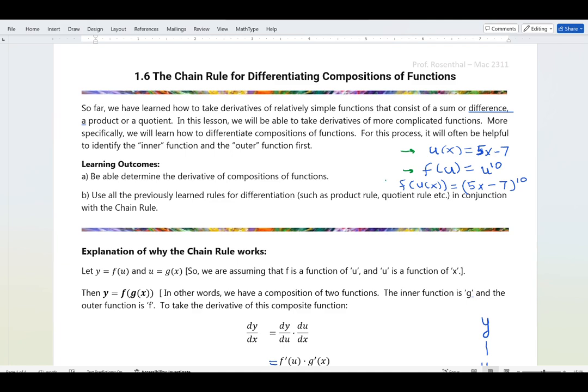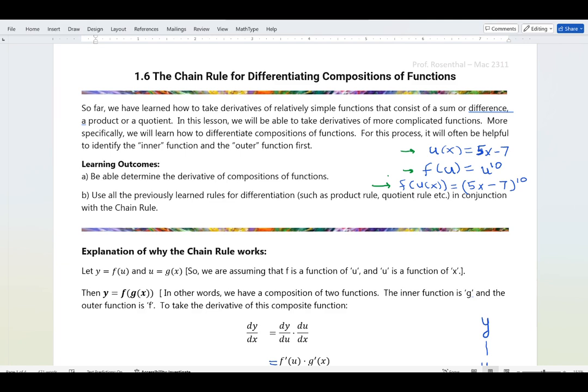Now, what if I put those two together and create a more complicated function, a composition of those two functions, something like f of u of x. So f in terms of x, something like (5x minus 7) to the power of 10. Now that we have not yet learned how to differentiate. The only way we know how to do that is to expand that to the 10th power, which will be incredibly long and tedious, and then we can differentiate it term by term. Of course, we don't want to do that.